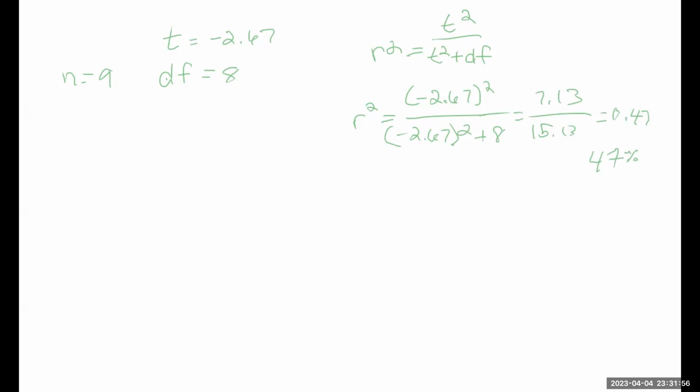And that explains, because again, an R square of 0.01 is a small effect size. R square of 0.09 is a medium effect size. And R square of 0.25 is a large effect size, right? So again, with a 47% or 0.47, that is an extremely large effect size, okay? Extremely large, very, very large, okay?